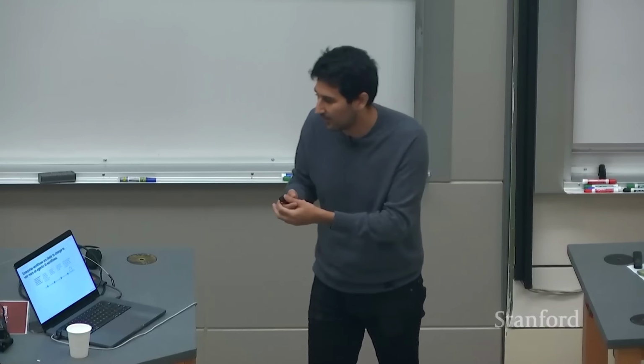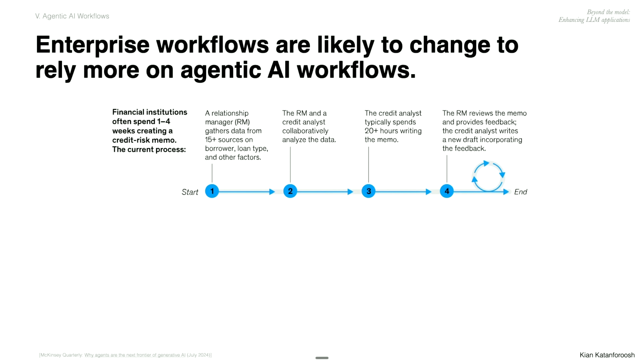Here's another example from enterprise workflows, which are likely to change due to Agentic AI. This is a paper from McKinsey, I believe from last year, where they looked at a financial institution and said that they observed that they often spend 1 to 4 weeks to create a credit risk memo.